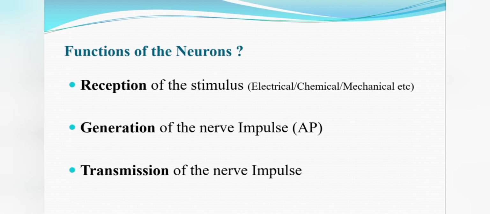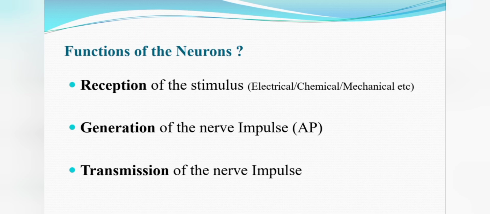Can you tell me the functions of a typical neuron? Yes, there are three basic functions of any typical neuron. Reception of the stimulus. The stimulus can be electrical, chemical or mechanical. Simple touch is a stimulus. Then the light which is falling on our eyes and we perceive light, this is also a stimulus. And so there are various stimuli.